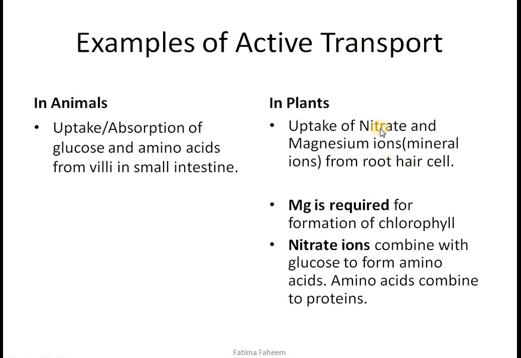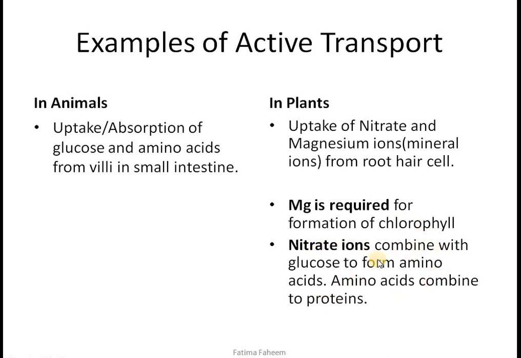We also need to know about their use and their deficiency symptoms, that is, what will happen if we lack nitrate and magnesium ions in a soil where we have grown our plants. First, let's see what their uses are. Nitrate ions are required for formation of proteins.